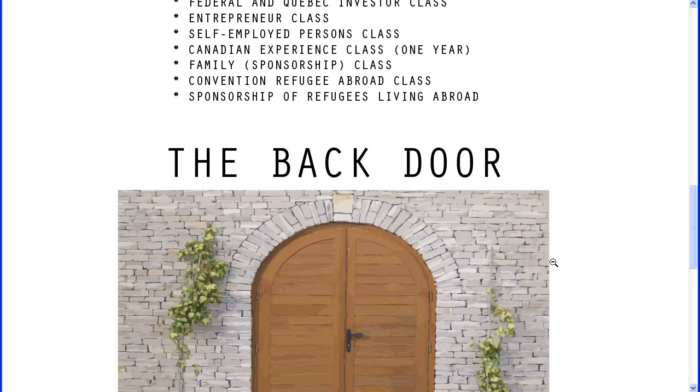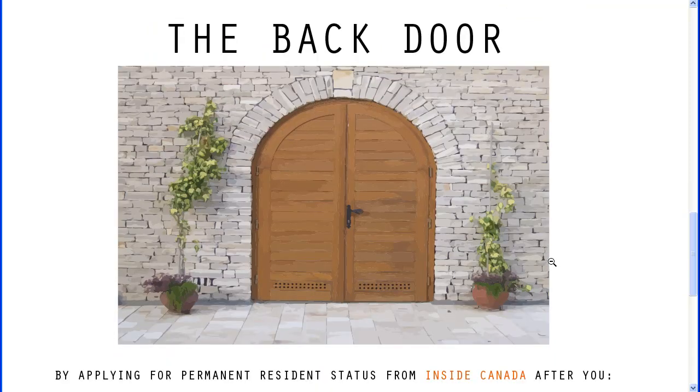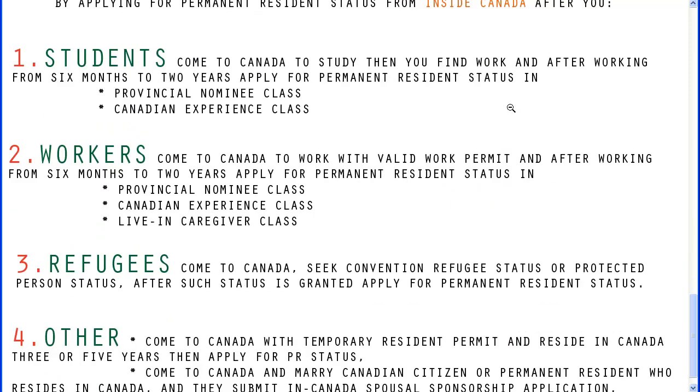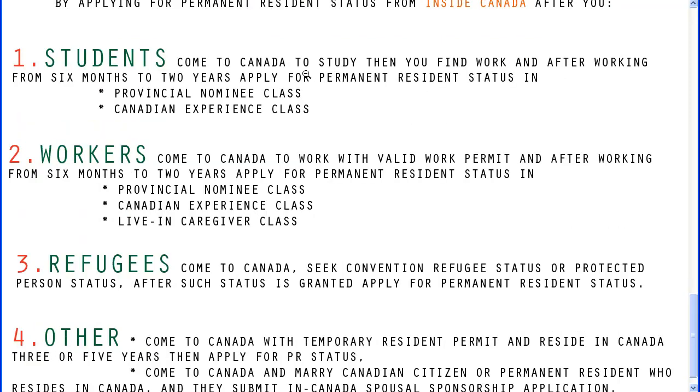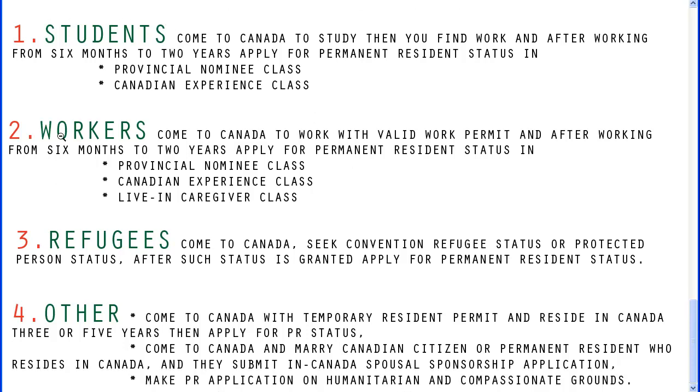So the second way is a little bit more complicated, or I call it, again, a figure of speech, you can come to Canada through the back door. Coming through the back door means you have to apply for permanent resident status from inside Canada, but only after you come to Canada to study. Then you find work, and after you work from 6 months to 2 years, depending on the province, you can apply for permanent resident status in Provincial Nominee class or Canadian Experience class. So this is an option available to students. The next one are workers.